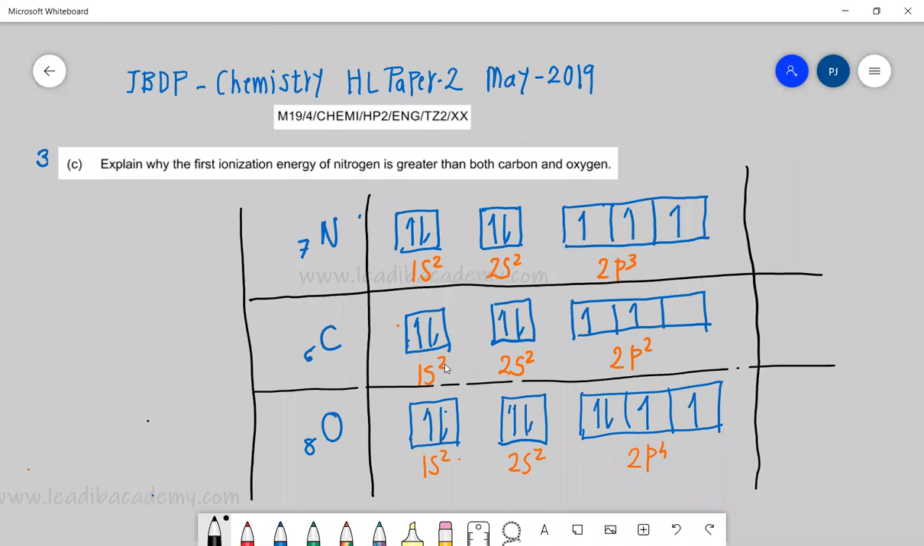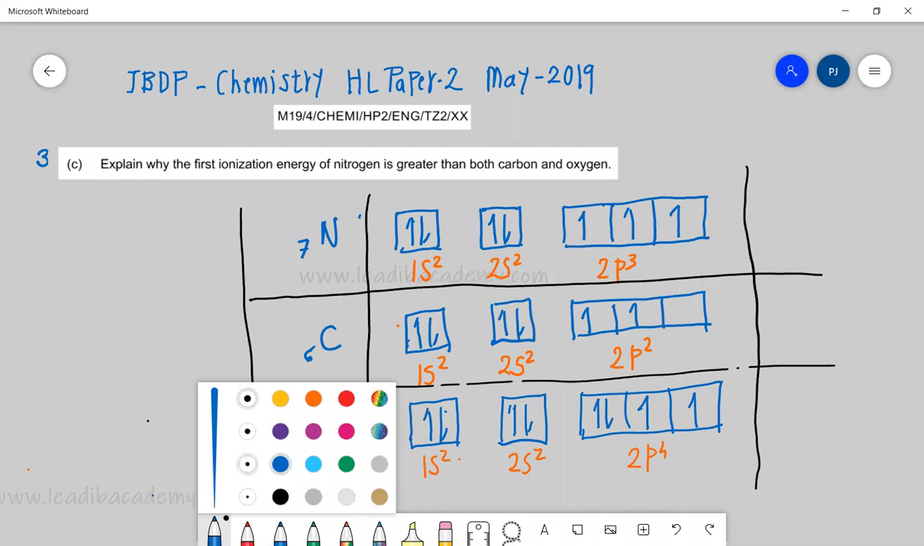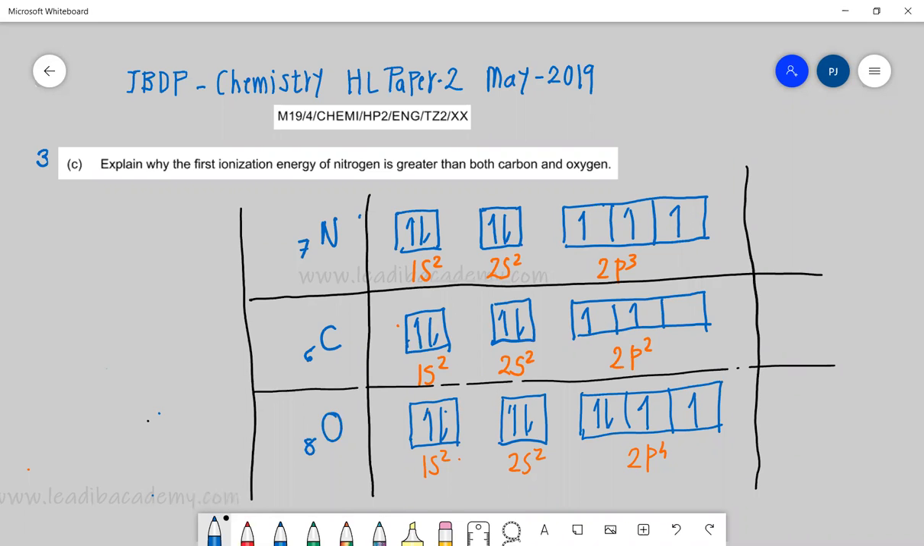Okay, let's look into question number 3C. Very interesting one. Explain why the first ionization energy of nitrogen is greater than both carbon and oxygen. So the best tool available to us is the electron configuration. Please remember, electron configuration helps us a lot, in the majority of cases. So in case of nitrogen, it is 1s2, 2s2, and more interestingly, 2p3.